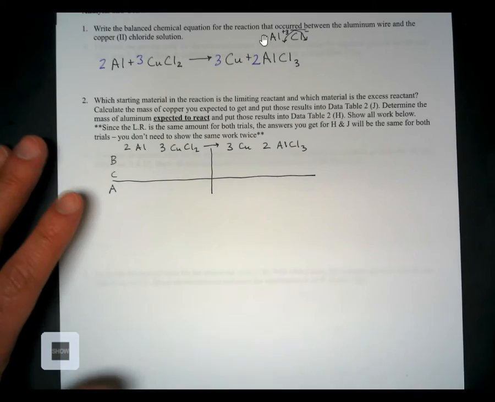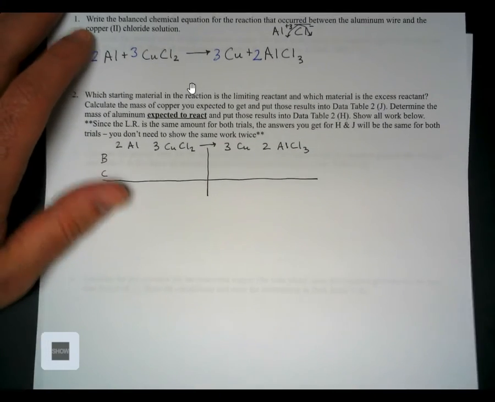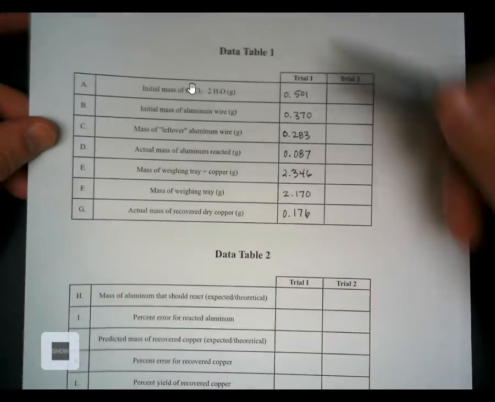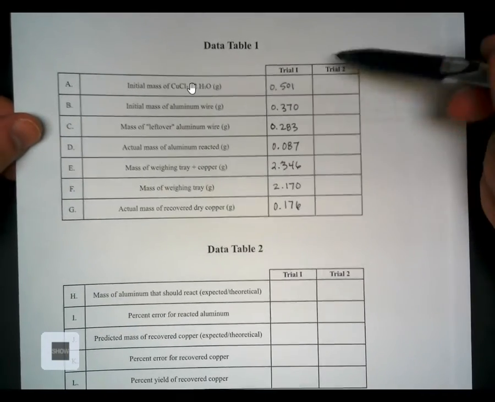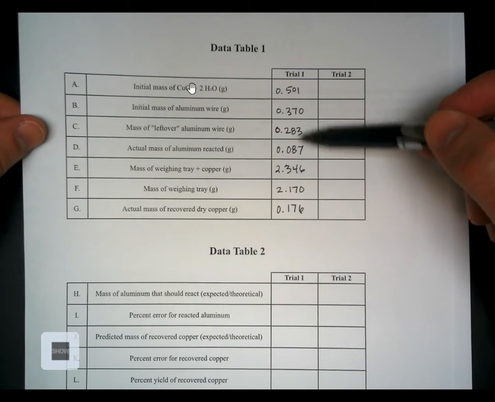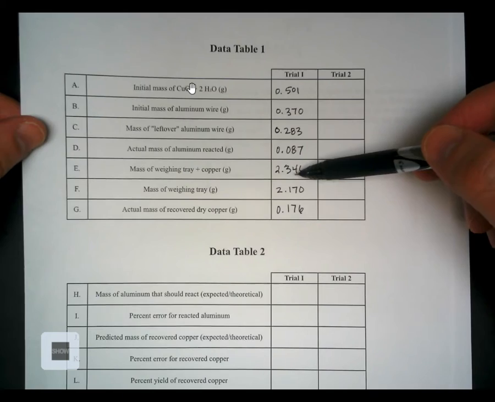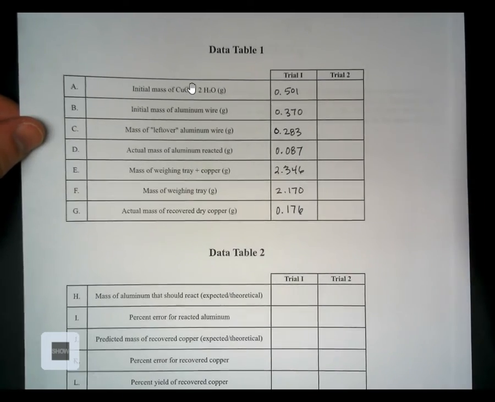Okay, so we've got our balanced equation for number one. At this point, you guys should have all of data table one filled in. I've only got trial one, but you're going to have both, right? You've done B minus C to get your D, and you've done E minus F to get your G, right?